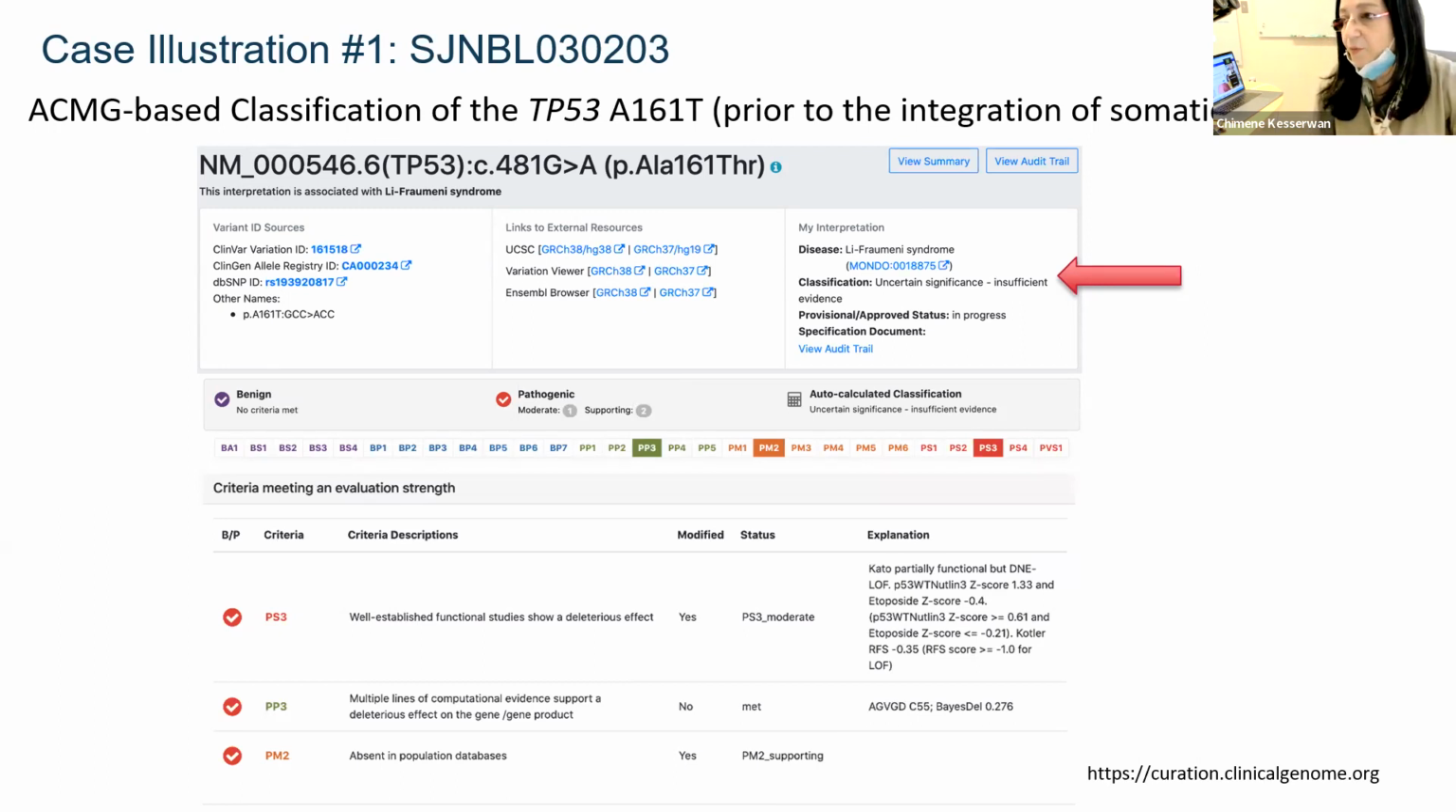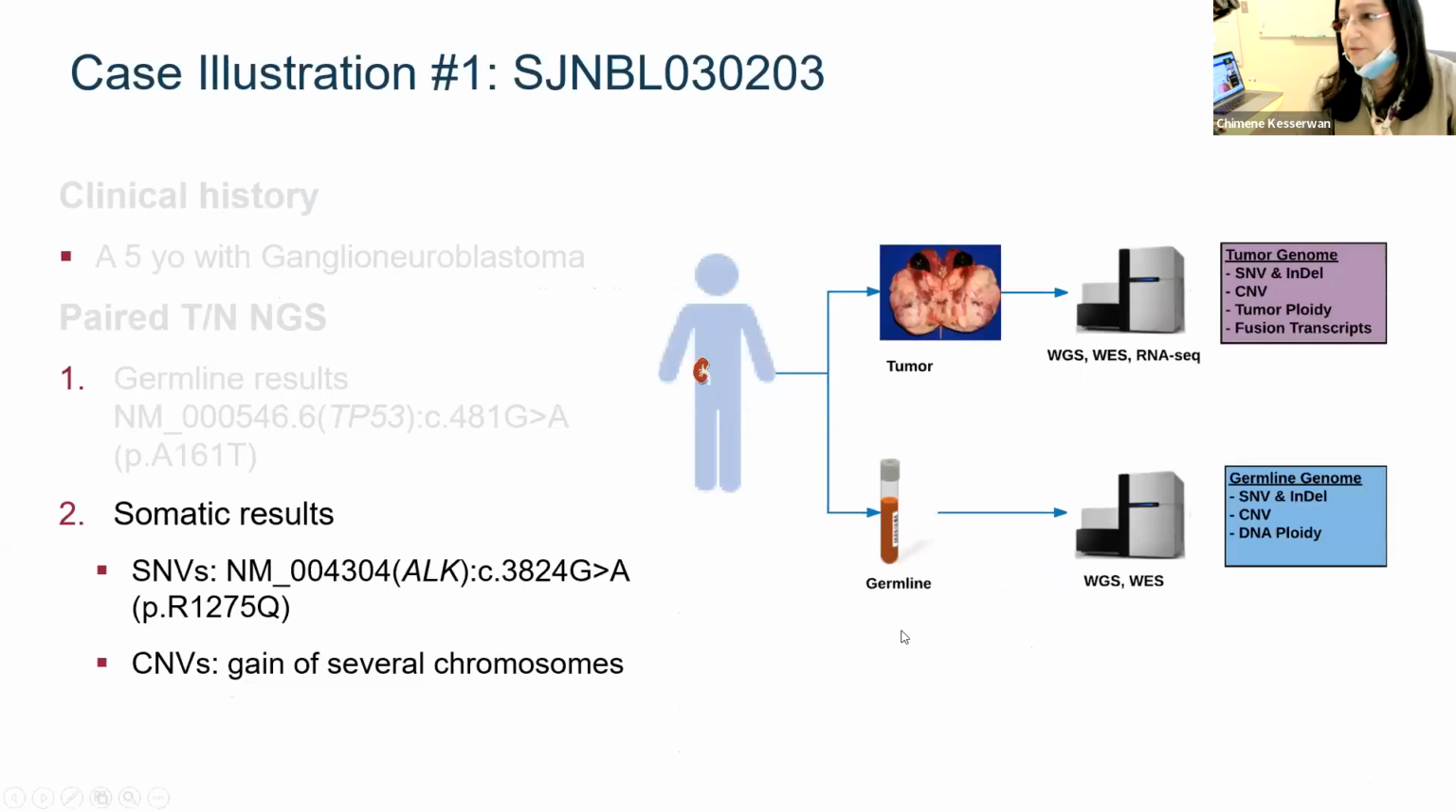So what data do we need to include? Let's look at the somatic results. This patient's somatic result showed a single nucleotide variant in ALK, a missense variant. We know that ALK is a driver for neuroblastoma, right? But would this variant help us refine the classification of this VUS? No, it will not. And he had gains of several chromosomes.